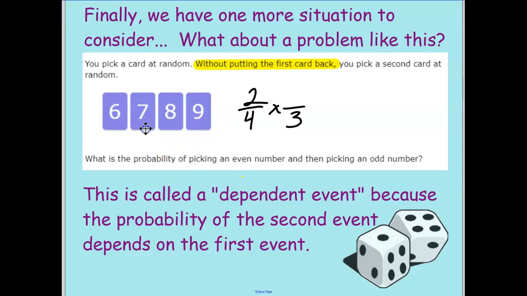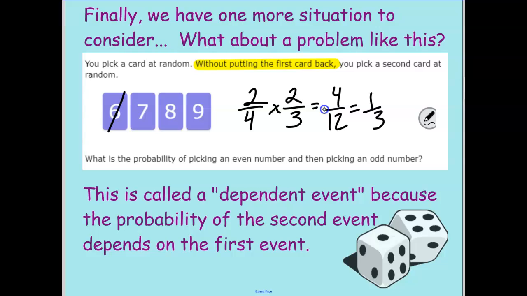So of my cards that are left, how many of them are odd? And so remember, I pulled an even before. I don't know if I pulled the 6 or the 8. It doesn't really matter. Okay, but just imagine knocking one of them out. And then now I have 3 cards left. How many of them are odd? 2 out of 3 of them are odd. Okay, I multiply these together. I get 2 times 2 is 4. 4 times 3 is 12, and then that simplifies down to 1/3. So I have a 1/3 chance of picking an even, not putting it back, reaching in, and getting an odd out of what's left.